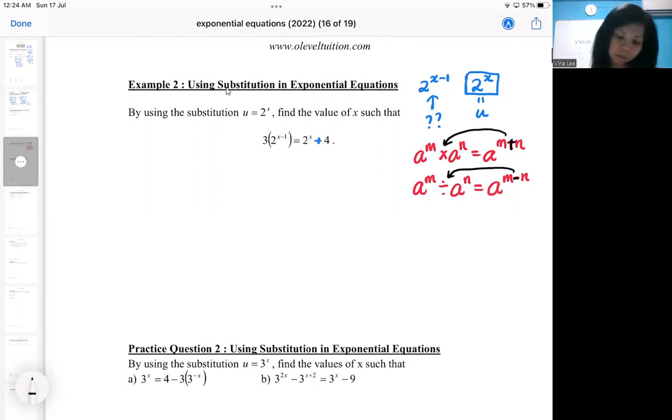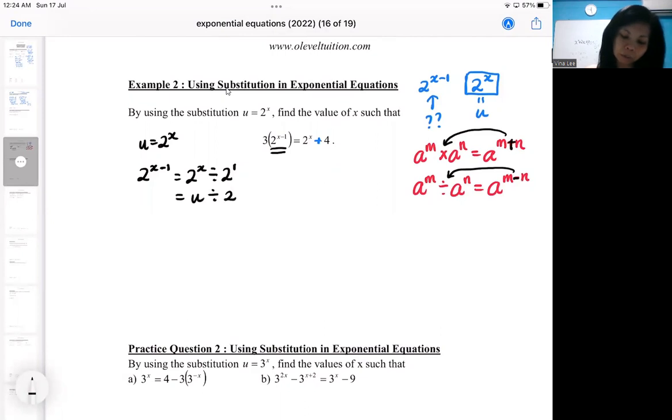So for example, in this situation, you look at this part. This is a subtraction, and subtraction is telling you to break it into a divide. When you break it into a divide, you get u divided by 2. So that is a half u.